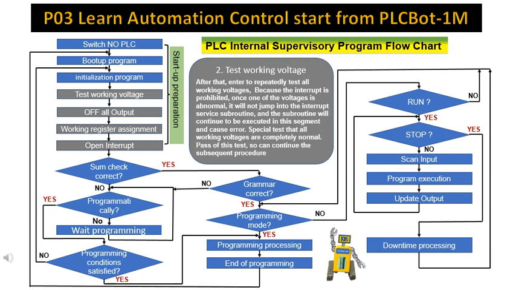Test working voltage. After that, it enters to repeatedly test all working voltages. Because the interrupt is prohibited, once one of the voltages is abnormal, it will not jump into the interrupt service subroutine, and this segment will continue to be executed and cause an error. Special test that all working voltages are completely normal. Pass this test, so it can continue the subsequent procedure.